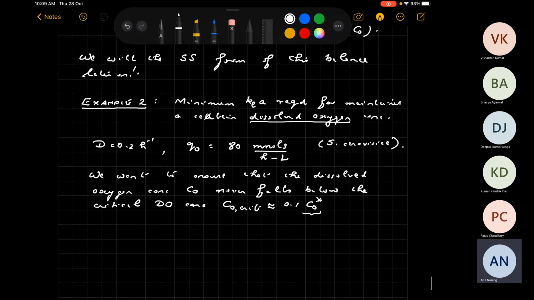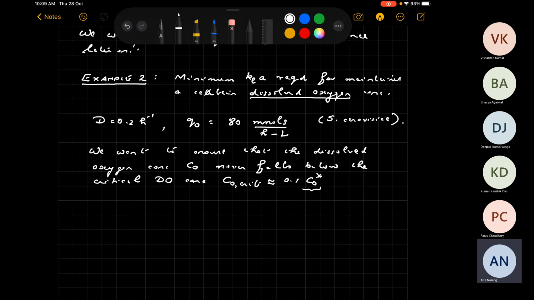And when the dissolved oxygen concentration becomes approximately 10% of this, so for example, if the solubility is 8 milligrams per liter, for many, many organisms, once the concentration falls to around 0.8 milligrams per liter, or 0.5, something in that neighborhood, then they really start to experience a shortage of oxygen.